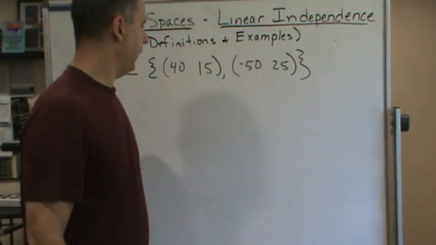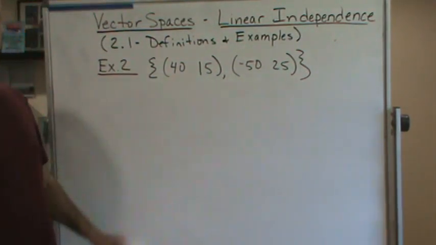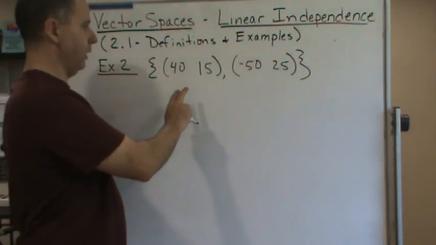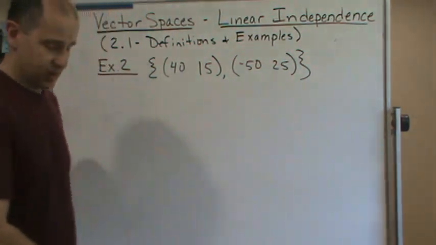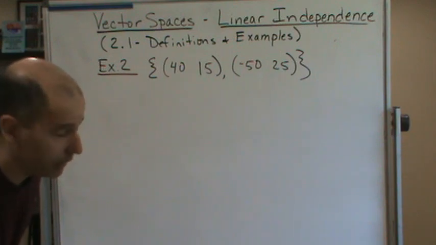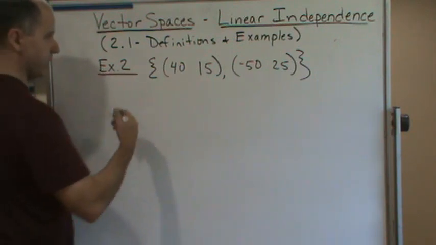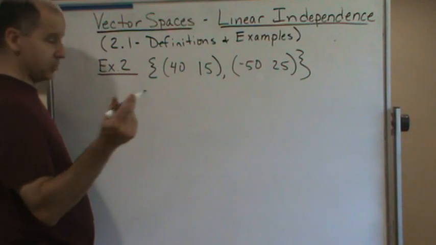Okay, so welcome. Now we're going to do this example here. We're going to show that these two vectors in this set are linearly independent. So what we're going to do is set up a linear combination, a linear relationship, right?